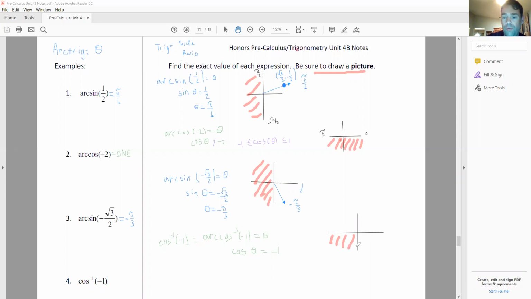I'm going to get rid of 3 and 4 here, and I'm going from 0 to pi. So when is cosine equal to -1? Well, friends, that's going to be out here, literally right at pi. So that means theta is equal to pi. So then I come back here, arc cosine of -1 is pi.